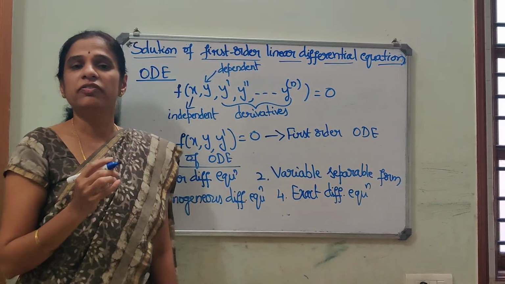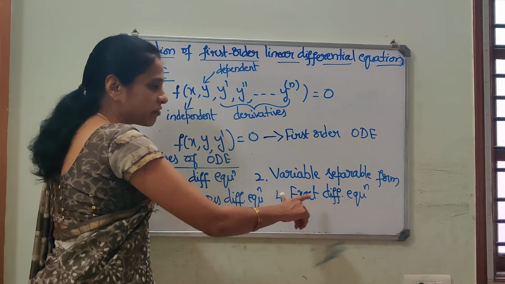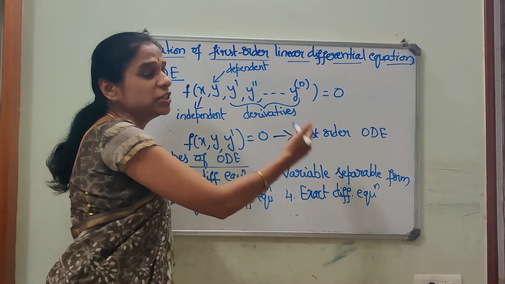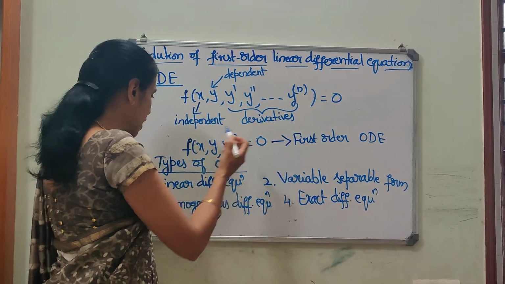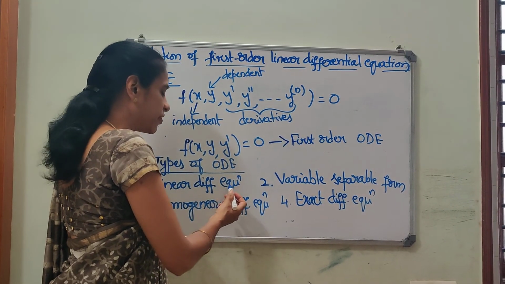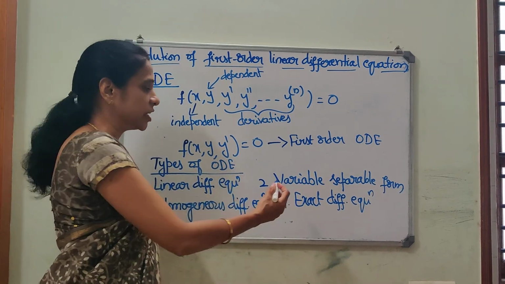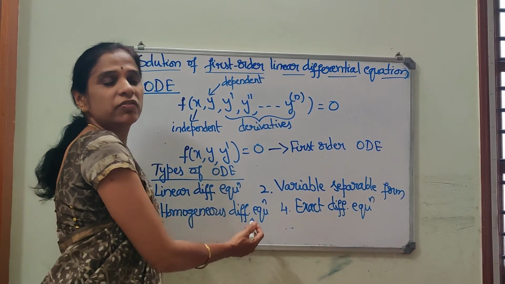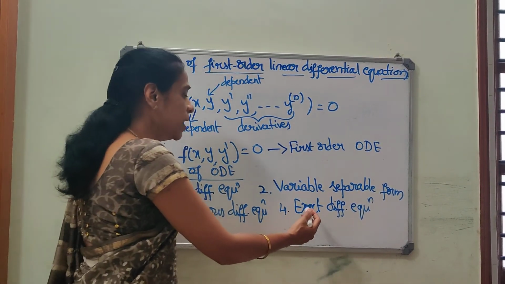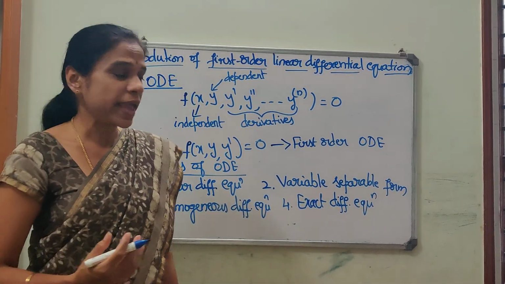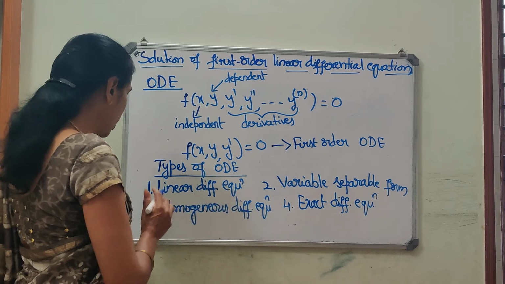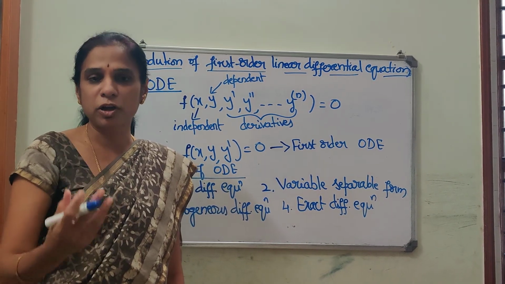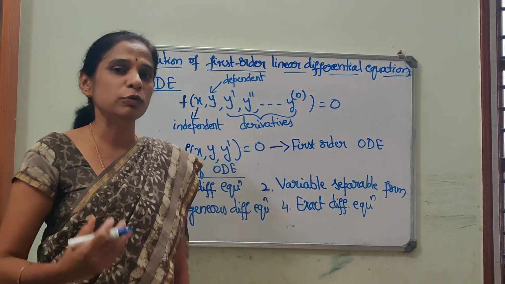Given a first order differential equation, that equation will fall in any one of these categories, or you can convert or reduce that equation to any one of these 4 forms. So, any first order ODE will be either a linear differential equation or reducible to linear differential equation, a variable separable form or reducible to variable separable form, homogeneous differential equation or reducible to homogeneous differential equation, exact differential equation or reducible to exact differential equation. So this video lecture is concentrating on linear differential equation, its form, method of finding the solution and then applying it to solve the examples.